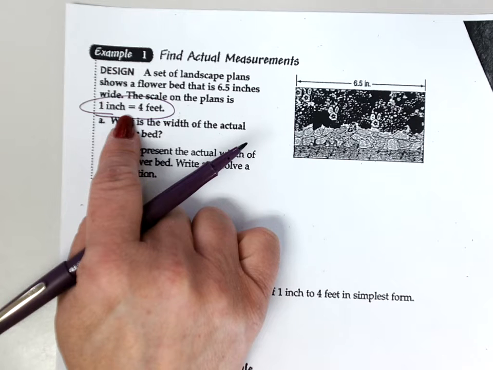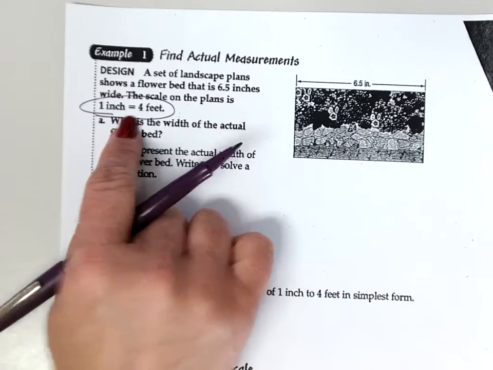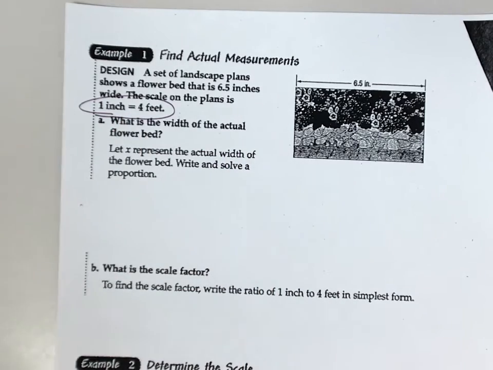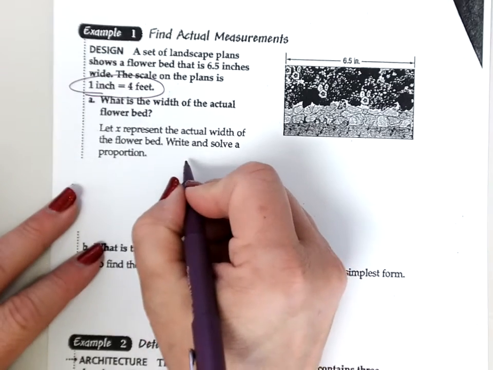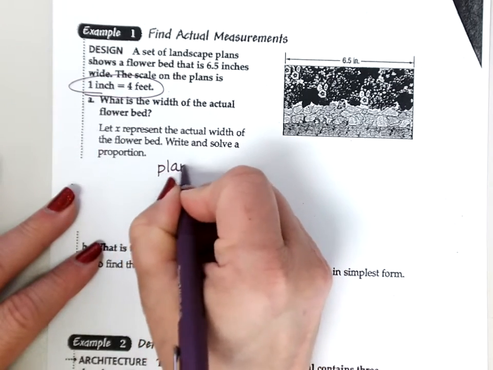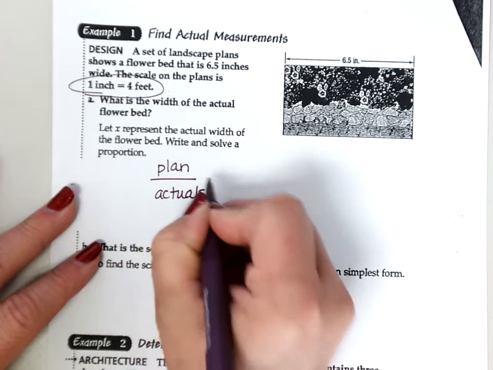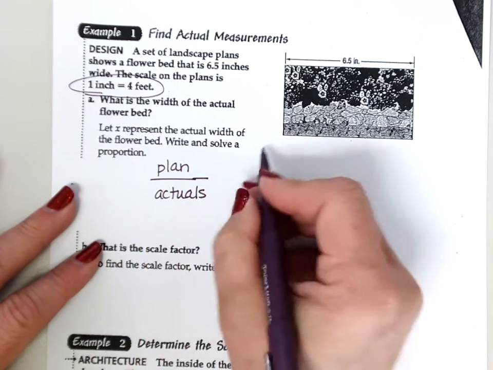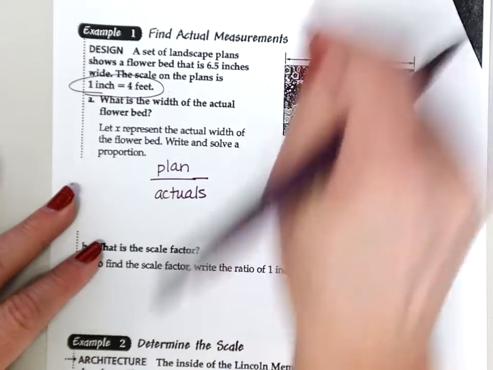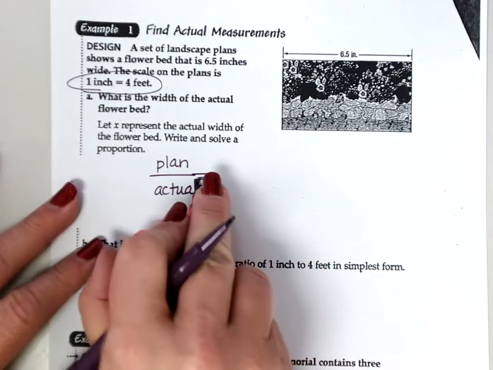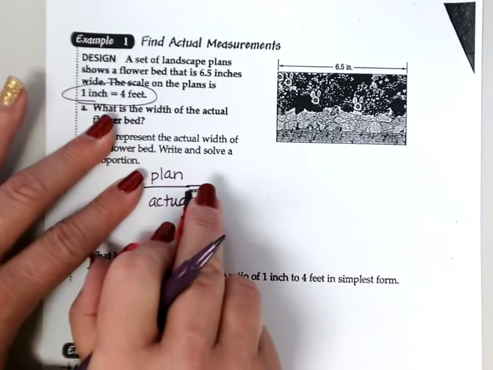So I want to know what the width of the actual flower bed is. So we're going to let X be the width of the flower bed, okay? And we're going to write and solve a proportion. When I make my proportion, I want to make sure that the tops are the same and the bottoms are the same, okay? So the plan numbers and the actual numbers.